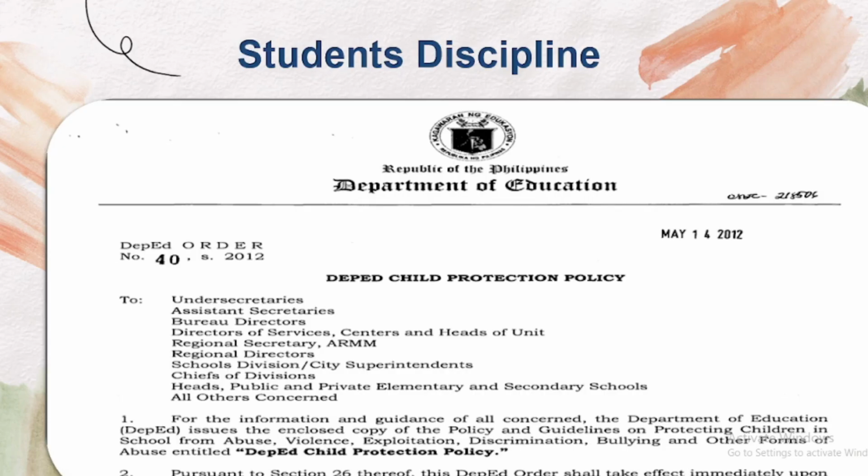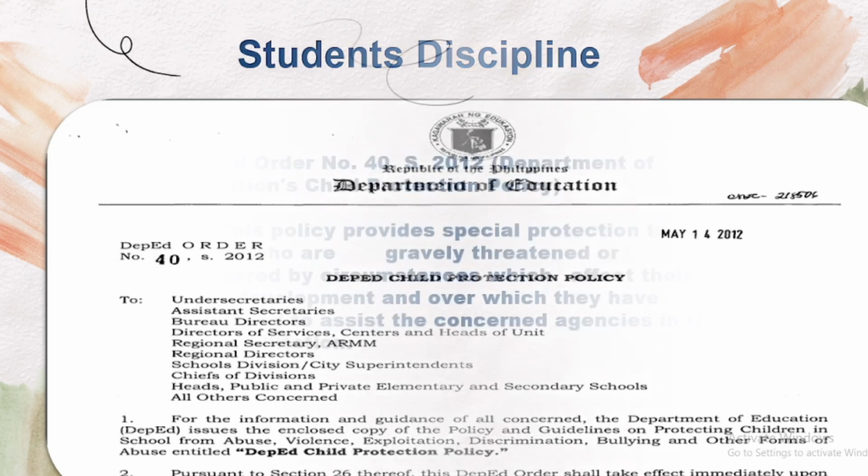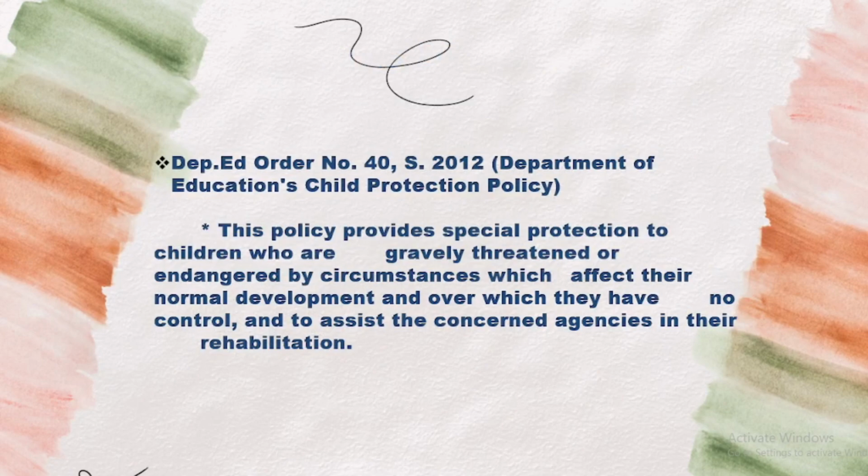DepEd Child Protection Policy, DepEd Order Number 40, Series of 2012, the Department of Education's Child Protection Policy. This policy provides special protection to children who are gravely threatened or endangered by circumstances which affect their normal development and over which they have no control, and to assist the concerned agencies in their rehabilitation.